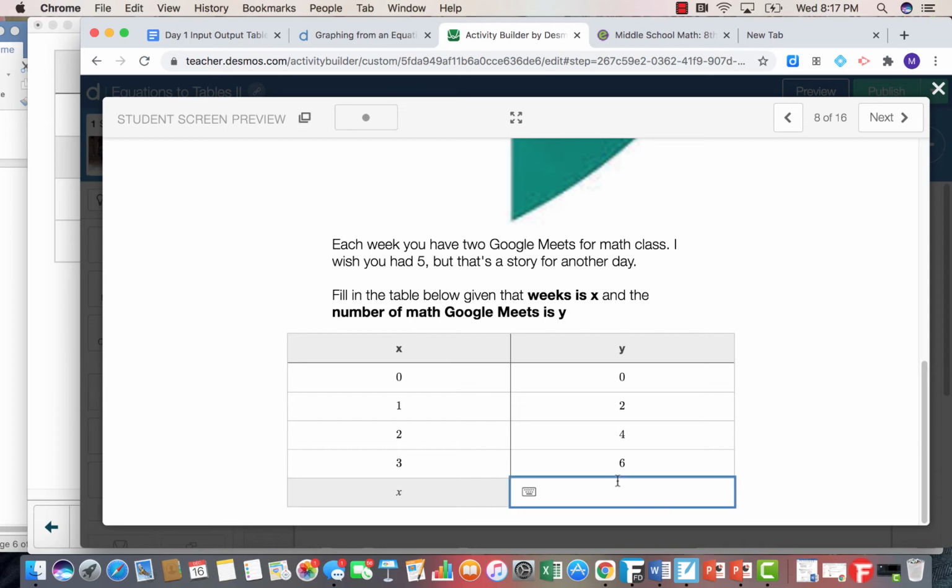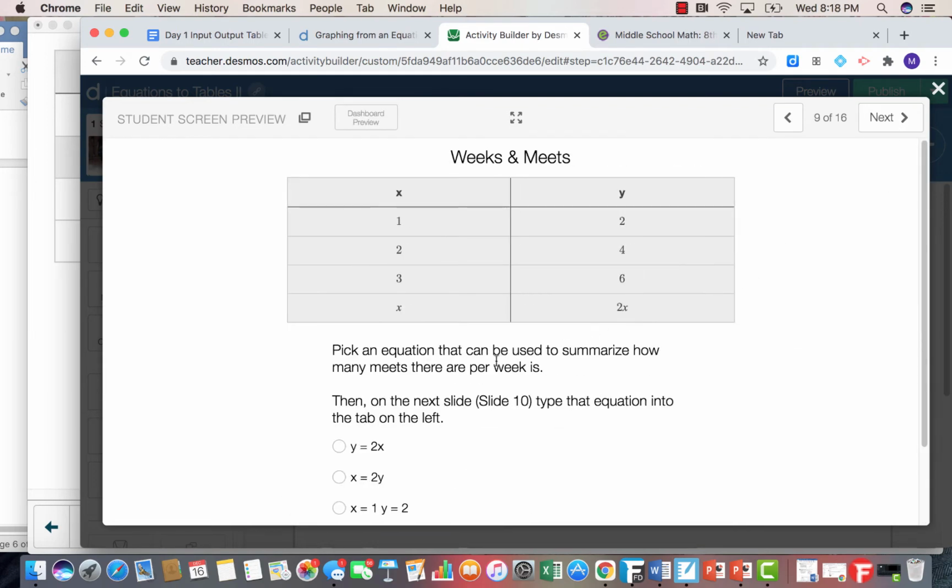So when you get over here, if you just have plain old x, to get from x to y, you have to multiply x by 2. So another way of saying y is just to say 2x. 2x and y are the same thing. And so since 2x and y are the same thing, segue, pick an equation that can be used to summarize how many meets there are per week.